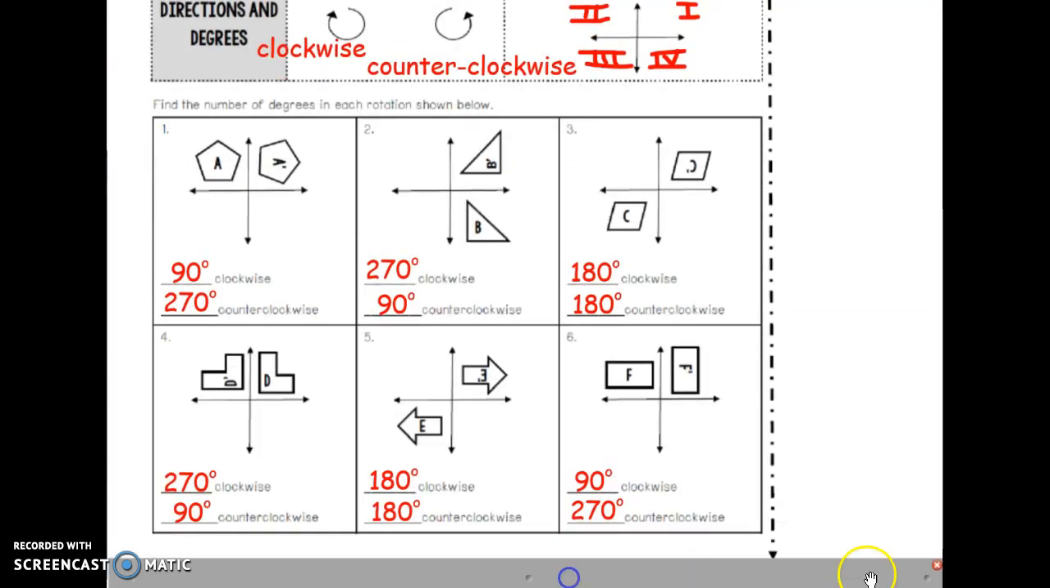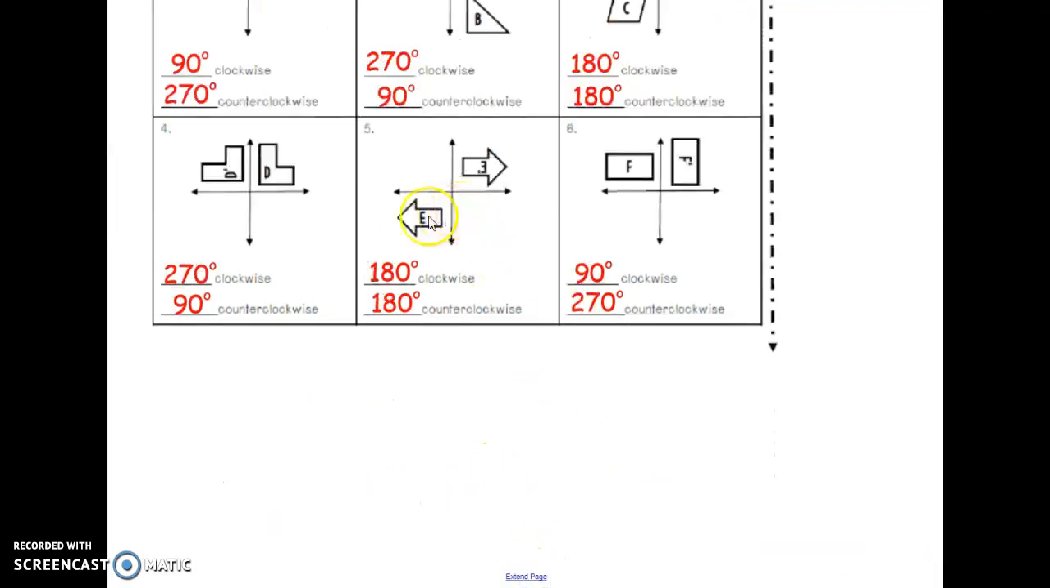Alright, so towards the bottom, there was another 180 down here for number 5, and I hope you noticed that. It's the same sort of image or figure that gets flipped completely upside down and put on the opposite side of the grid, so that's how we know it's a 180. Clockwise or counterclockwise doesn't much matter. It's still how you get there.